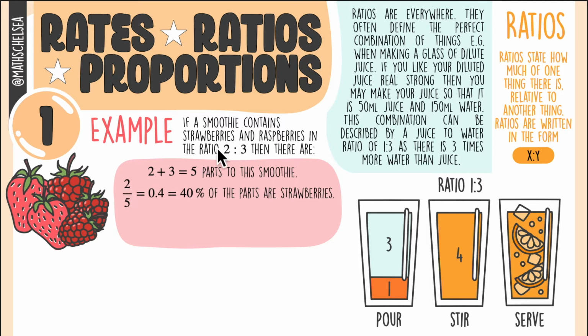The 2 comes from the side of the ratio that is talking about the strawberries. You know this part is talking about strawberries because strawberries comes first in the sentence and strawberries comes first in the ratio. The 5 comes from the whole parts. So you take the 2 for the strawberries, you take the whole parts and you say, okay, 2/5 of the parts of the smoothie are strawberries. And 3/5 or 60% of the parts of the smoothie are raspberries.